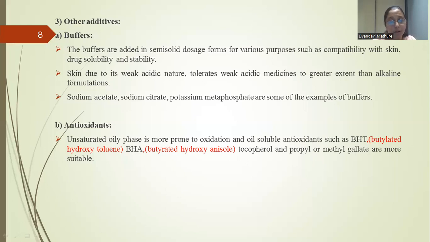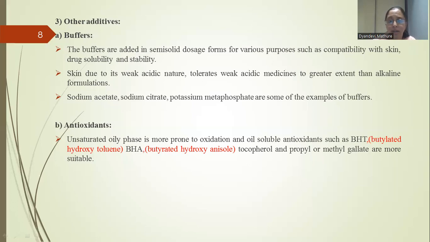Now, if your oil undergoes oxidation, what will happen? Because of oxidation, whatever the formulation is, that formulation becomes rancid. That formulation becomes destroyed. Okay, so it is very important to add antioxidant in your preparation. Whenever there is oil in your preparation, we need to add antioxidant.